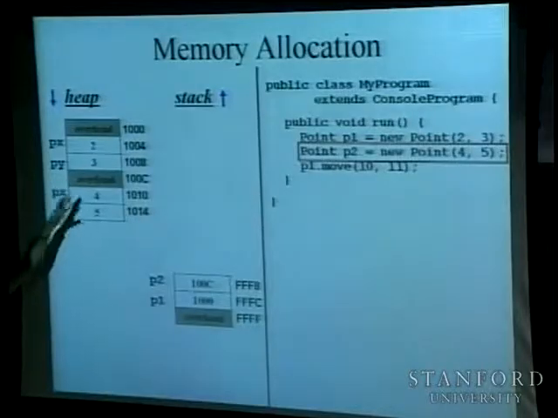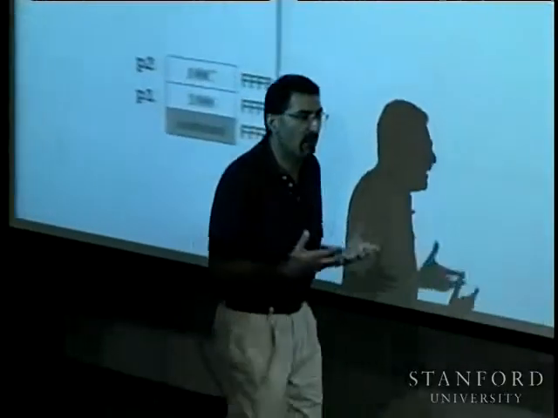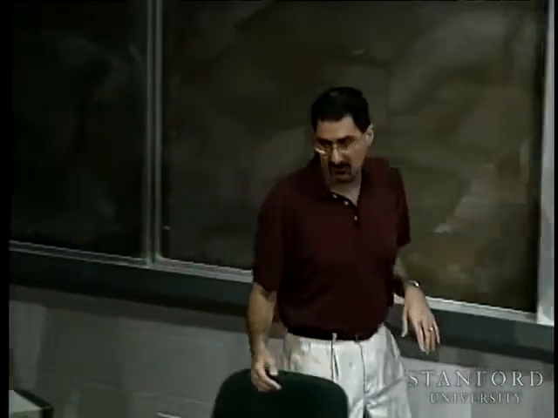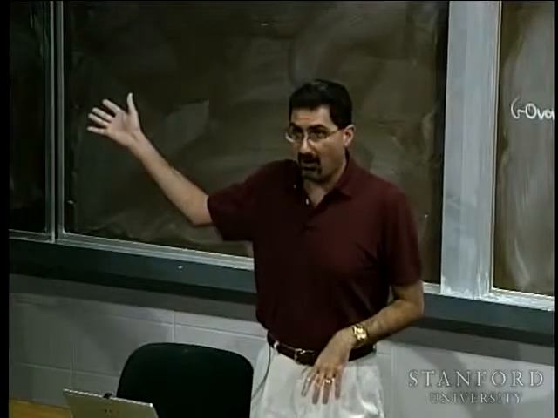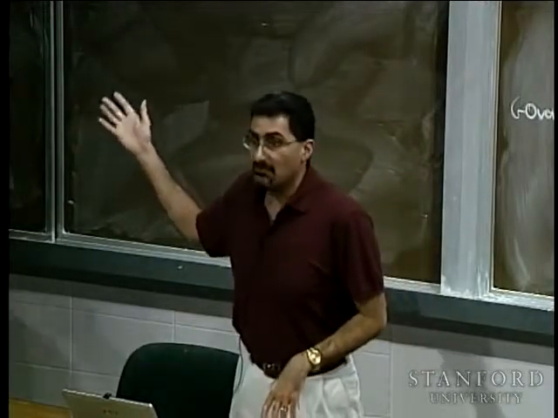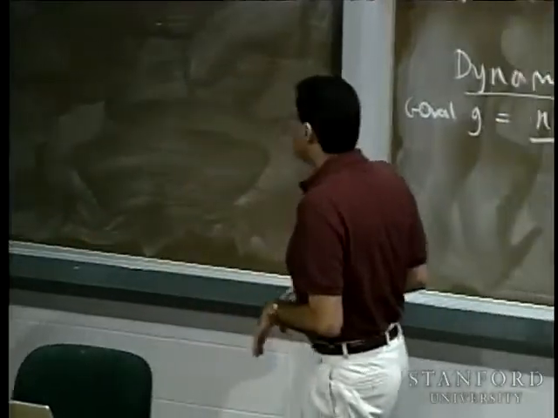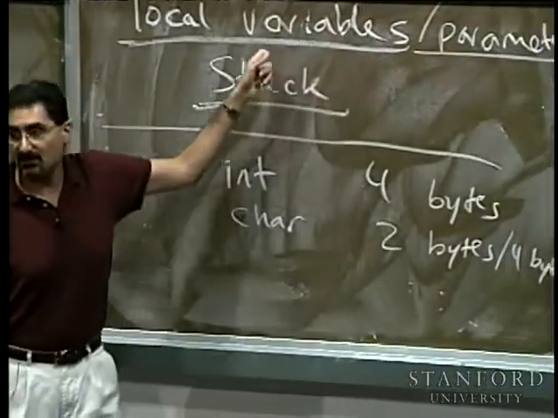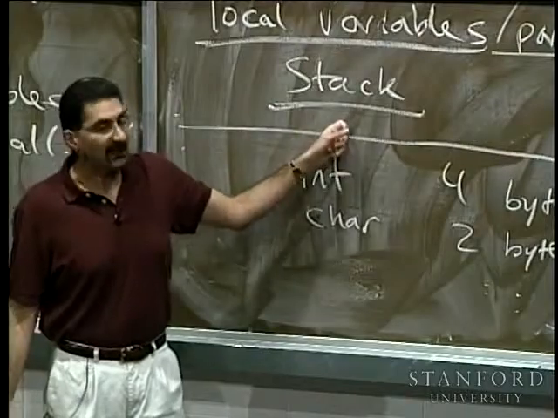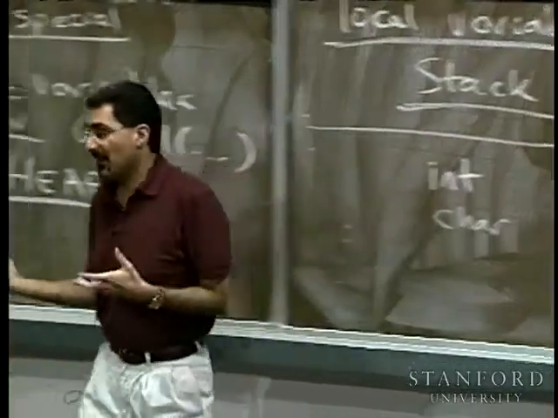All this memory's already been allocated, so any new memory we need requires the heap to keep growing downward. Now, next funky thing. We're going to do a method call. We're going to say p1.move. When we do a method call, we're going to have some parameters and some local variables, which means we're going to have to allocate some memory on the stack for that method call.